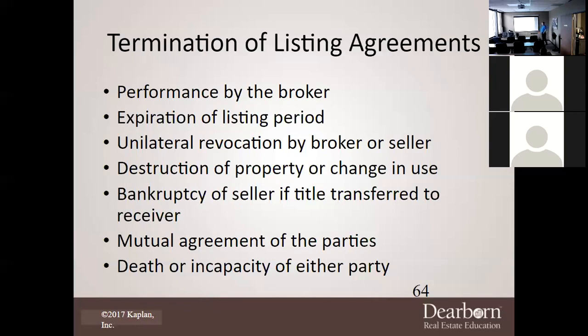Okay. There could also be destruction of the property. Eugene could have gone out there and he was in his shed working and caught a fire and burnt the whole house down. Okay. Guess what? Destroyed property. Or there could be a change in use. Zoning could have occurred. Change of zoning. Can't sell it residential anymore because now it's commercial. Right? If there's bankruptcy of the seller, then in that situation it's pretty much done. If there are mutual agreements of the parties, now the parties could both be in consensus of saying, you know what, I'm not going to represent you anymore. Yeah, I agree. Okay, we're good. Or there could be just death or incapacity of either party.